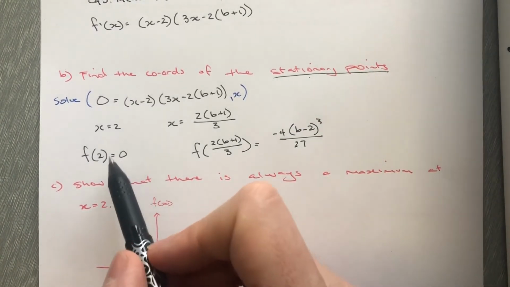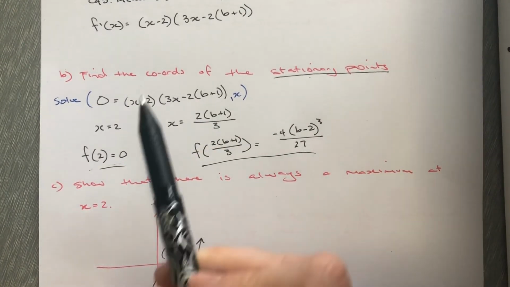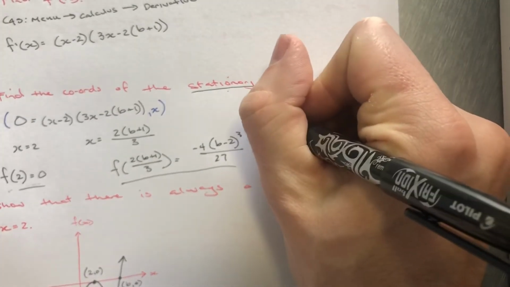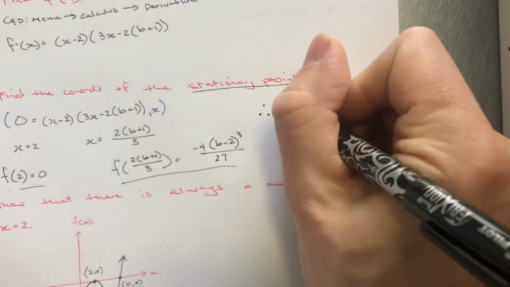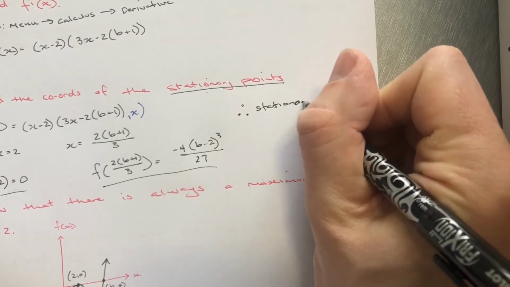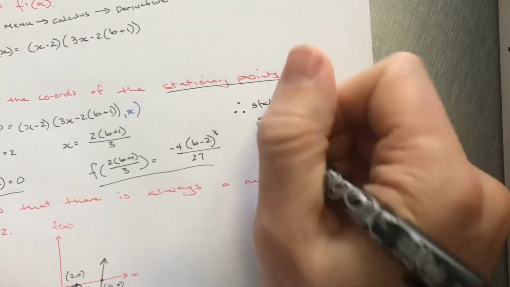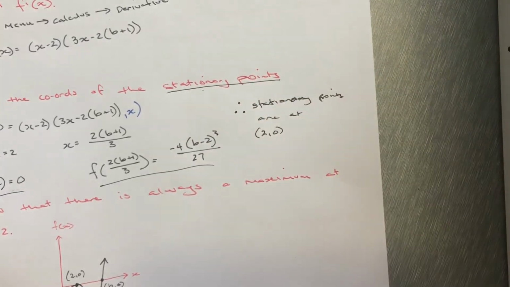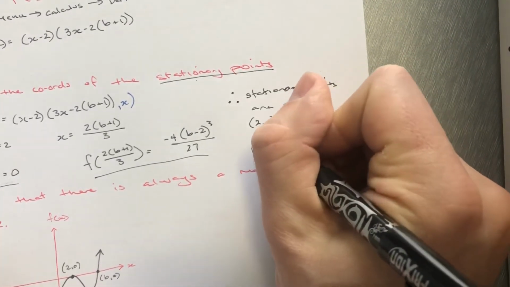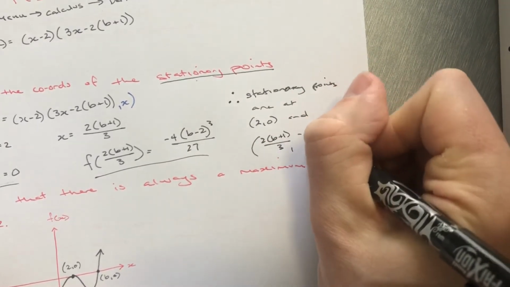Okay, now it's asked to find the coordinates. Now these two things here, they show the coordinates, but it's asked us to find the coordinates. Let's show them as coordinates just to make sure that we're right. So therefore the stationary points are at x is 2, y is 0. And where x is that, y is this.